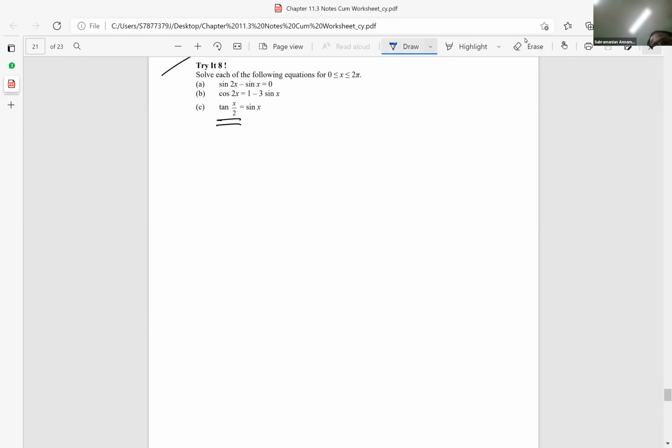Okay, so first of all, I need to expand the sine 2x. So the sine 2x, I can quickly write down as 2 sine x cosine x minus sine x. So this is easy. Thereafter, what you need to do is just factorize the sine x out. So you're left with 2 cosine x minus 1 equate to 0.